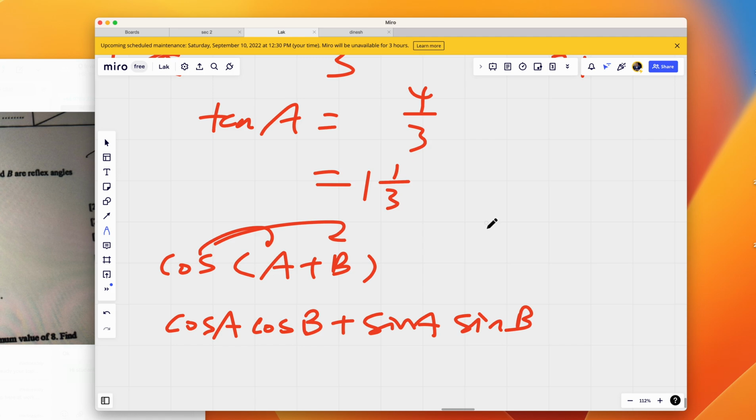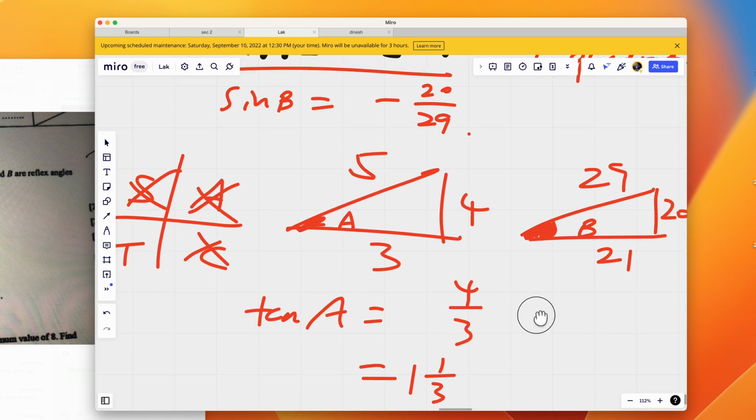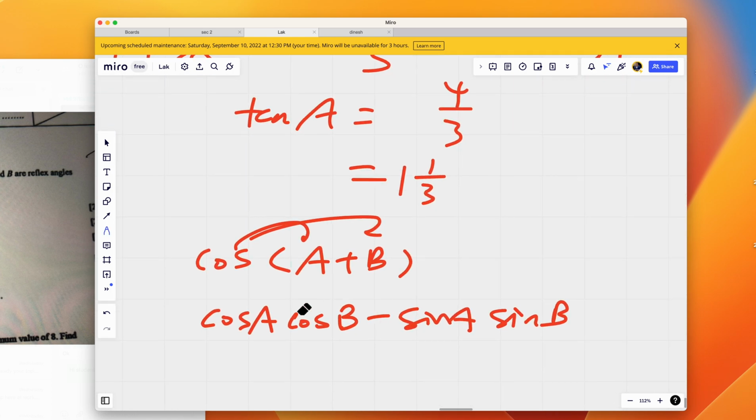It's cosine, and it's minus. Plus in the bracket, minus when you expand it out. So it's pretty easy already. Cosine A, you are given the cosine A, so you just substitute. So it's minus 3 over 5.